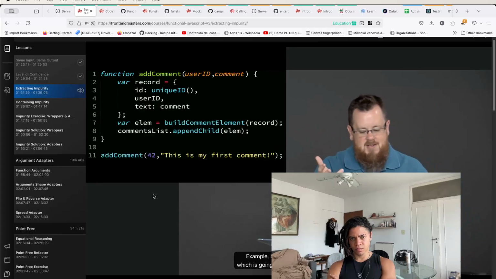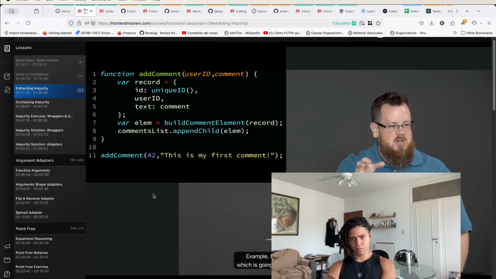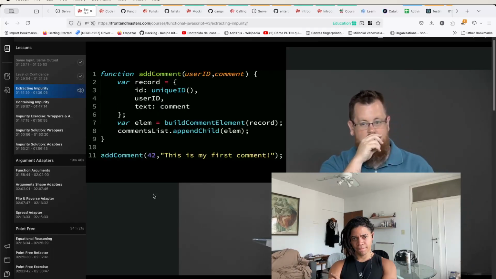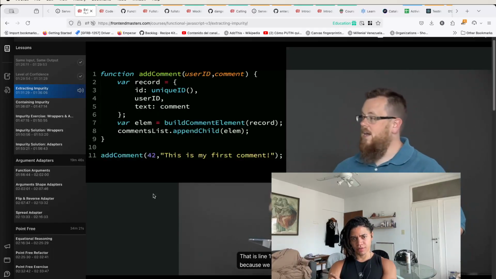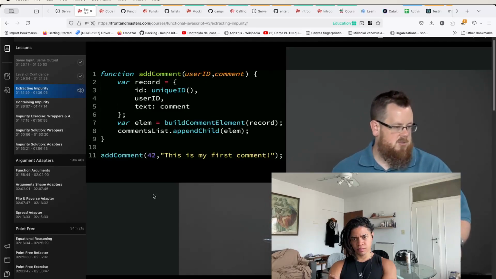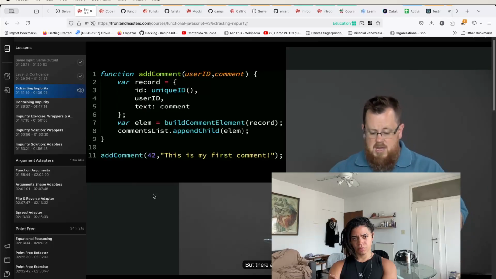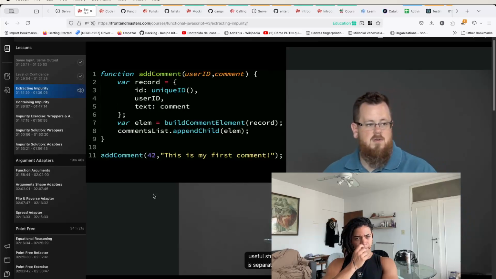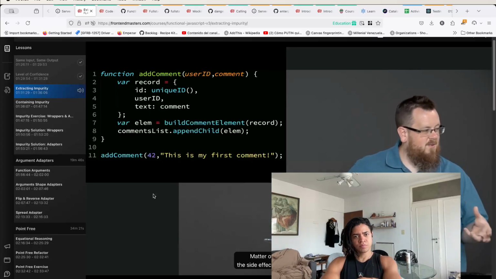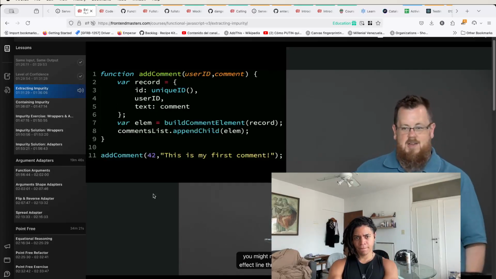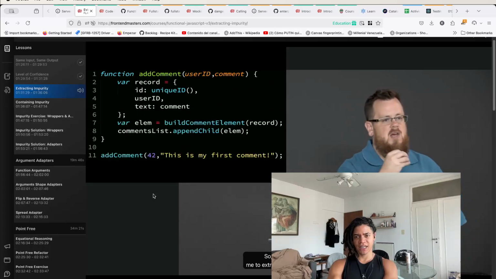Example, here's an add comment, which is going to construct an object and put some values into it, and then it's going to append it to the DOM. It's an impure function, right? Yes, line 11 is an impure function call because we create a side effect with it, which is that we modify the state of the DOM. But there's some interesting and useful stuff happening here that is separate from the side effects. Matter of fact, not only is there the side effect of adding to the DOM, but you might not have spotted the side effect on line 3, generating a key value. It's also separate, because it's generating a new unique value.